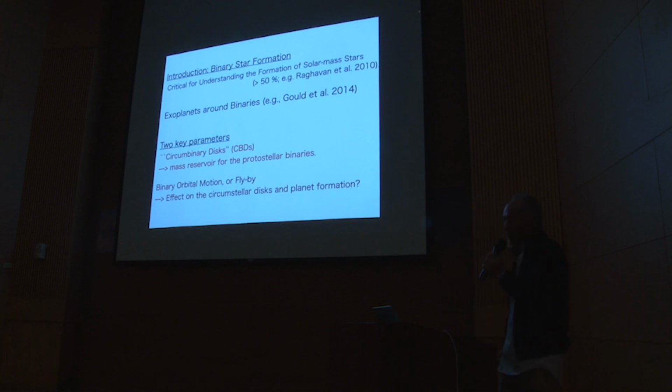Then we studied two key parameters. One is the circumbinary disk, which acts as a mass reservoir for the protostellar binaries. And this is new, actually: we are also studying binary orbital motion or flyby, and we want to study the effect of flyby on circumstellar disks and planet formation.